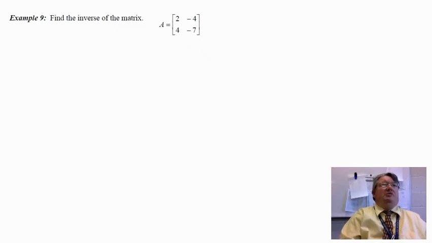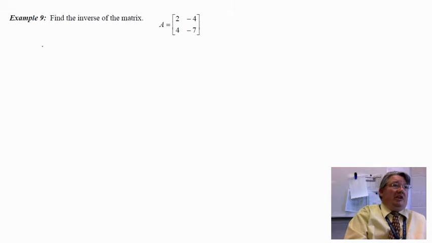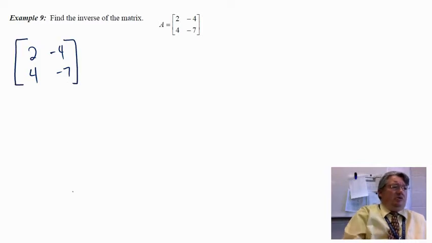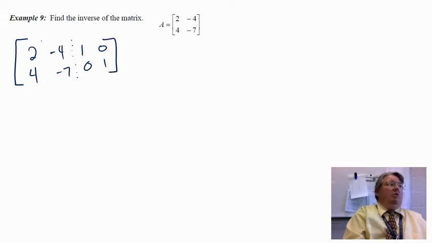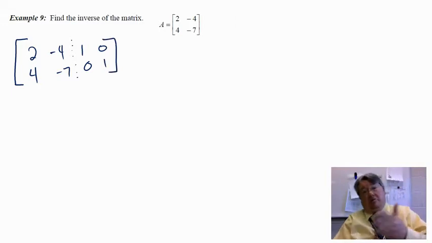Okay? So let's work through a couple of these. We'll start with something easy. Find the inverse of this matrix. To do it, I have to set it up first. So 2, 4, -4, -7. Oops, I made a mistake because I didn't augment it. I need to augment it, and I augment it by going 1, 0, 0, 1.